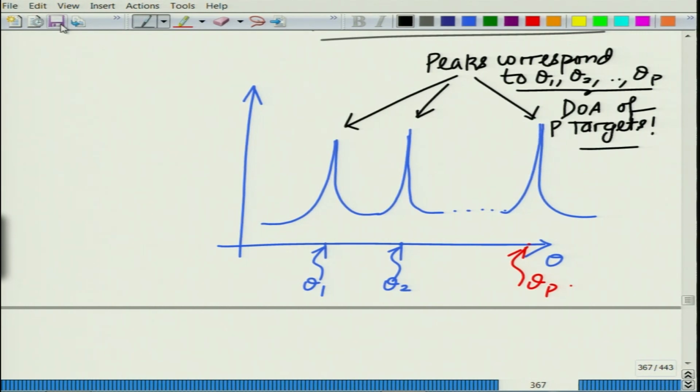So, essentially what you are doing is, very interestingly, you are estimating the output covariance. From that output covariance, you are looking at the eigenvectors which essentially correspond to the smallest eigenvalues, which are essentially sigma square. The important property is these eigenvectors are in the null space of A theta bar, which essentially comprises the angles of arrival of the P targets, and therefore, we construct this cost function f of theta, plot it, and the peaks essentially correspond to your angles of arrival of the targets.